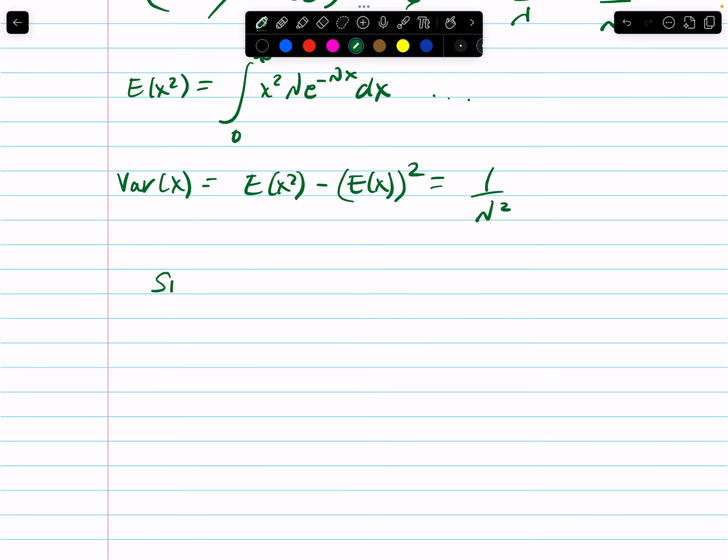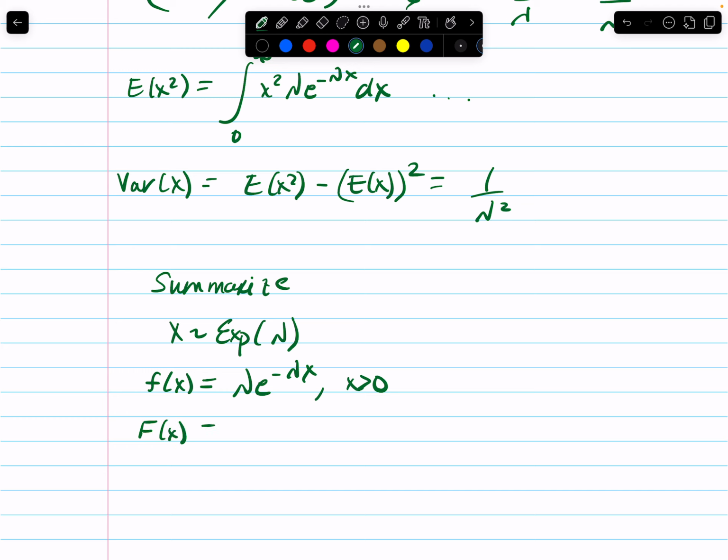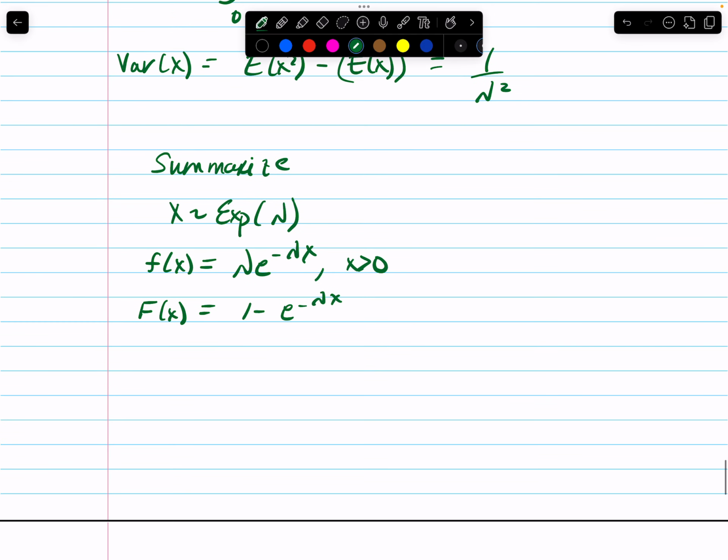So if we wanted to summarize, if X is exponential and its parameter is lambda, then the PDF f of x is equal to lambda e to the negative lambda x for x greater than 0. The CDF is 1 minus e to the minus lambda x. The expectation is 1 over lambda, and the variance is 1 over lambda squared. Those are good things to know.